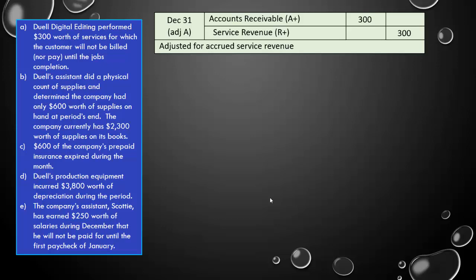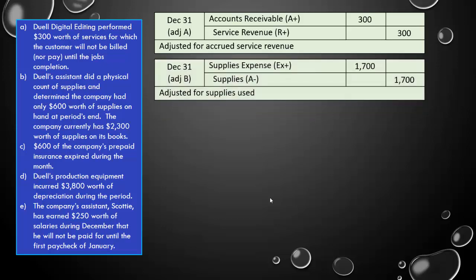In adjustment B, we did a physical count of supplies and found out there was only $600 worth of supplies left at period's end, but our books are showing that we have $2,300. Well, if we had $2,300 worth of supplies and we only have $600 worth of supplies left, that means we must have used $1,700 worth of supplies during the period. And since we used them during the month of December, we get to record the expense for supplies in December.